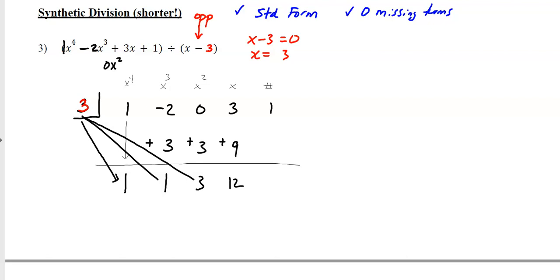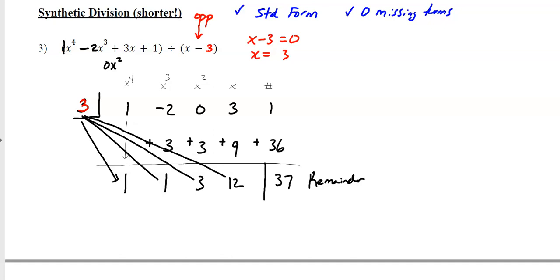And I'm going to go 3 times 12, which is 36. And I'm going to add those rows together and get 37. Now, your final number over here, that is the remainder. All right? So this is the remainder.